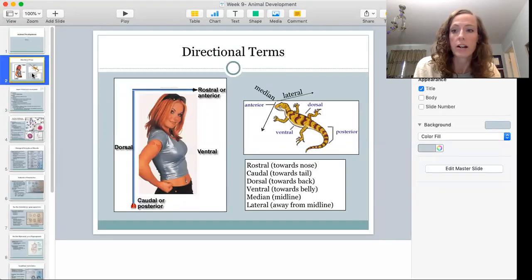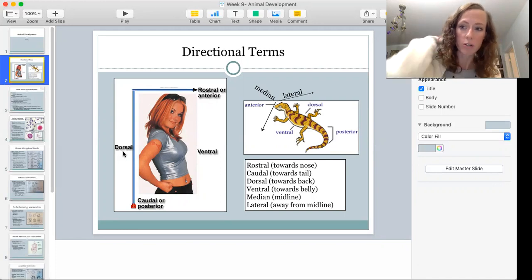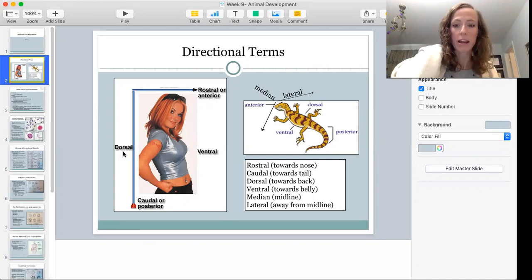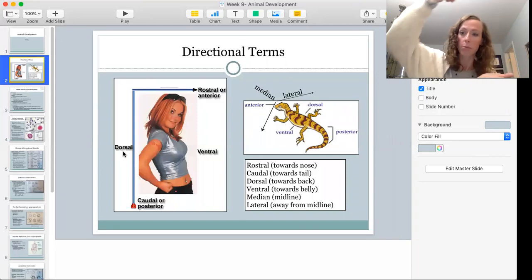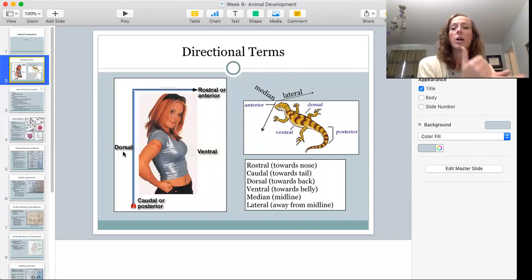So when we look at the slides in lab this week, I might use words like dorsal, ventral, rostral, caudal, and I want you to know what those mean. There's this very classy lady who is going to help me to demonstrate these terms. So dorsal is towards the back. Okay, that's always going to be towards the back. It can be on a two-legged organism such as ourselves, or in a four-legged animal, where the back would be pointing up instead of behind you. But that towards the back is always going to be dorsal.